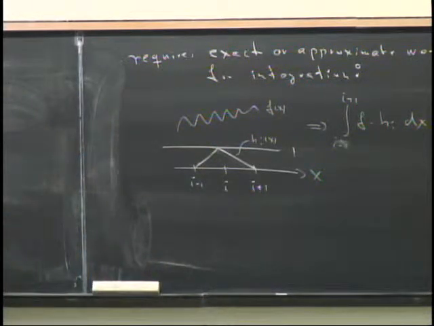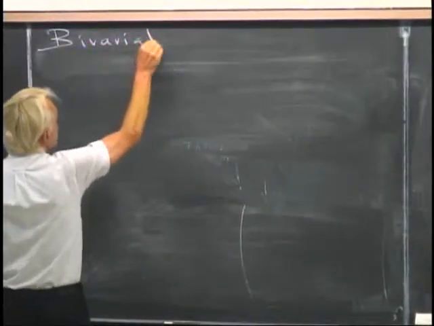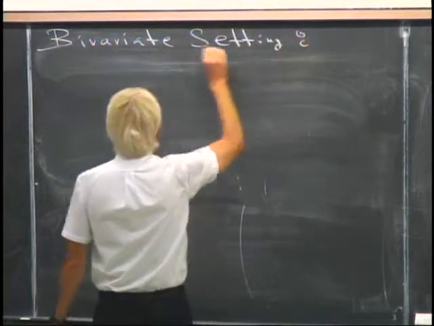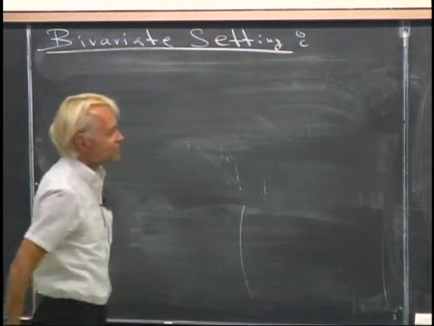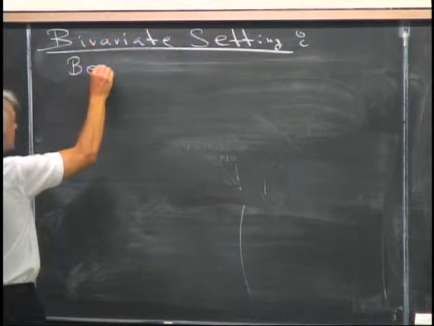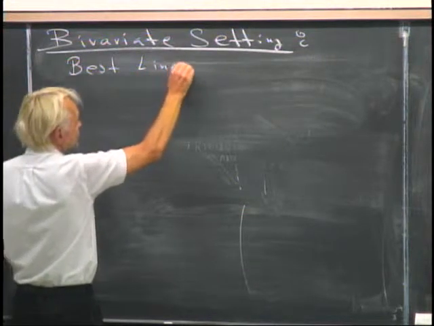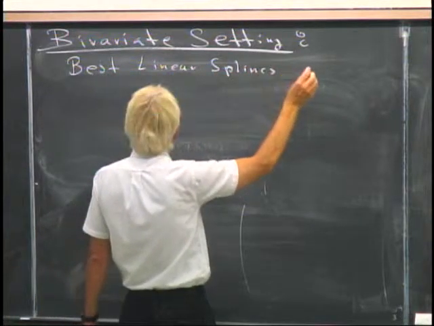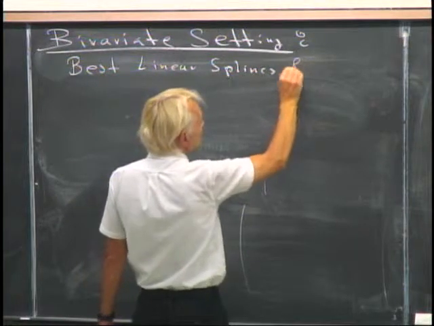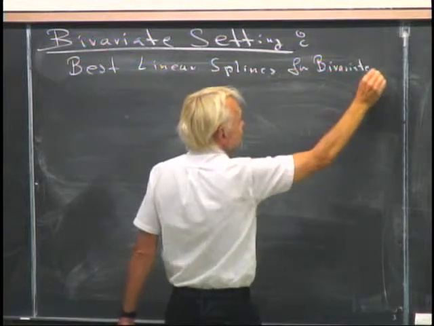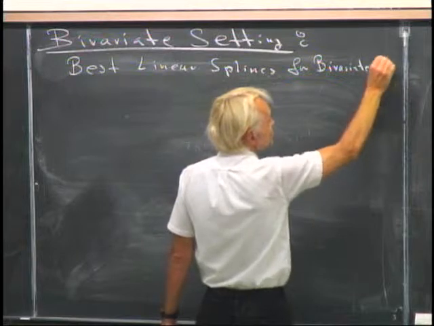So, bivariate case, bivariate setting. So we want best linear splines. That's the title, the names are the same. Best linear splines for bivariate data, or for bivariate functions.